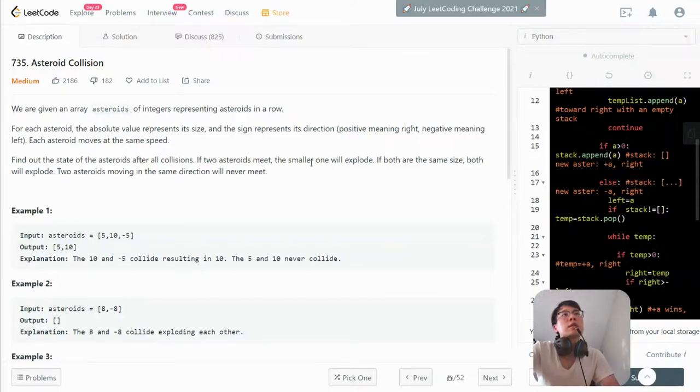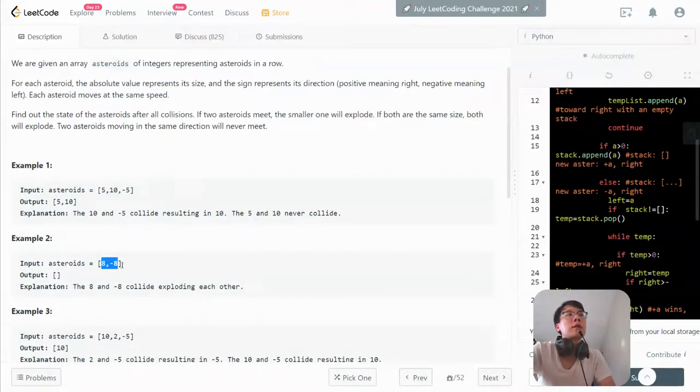If two asteroids meet, the smaller one will explode, and if both are the same size, both of them will explode. Two asteroids moving in the same direction will never meet. So let's look at this example. We have 5 going right, 10 going right, and -5 going left. So these two will meet each other, and because 10 is bigger than 5, the 10 will stay. And these two are moving in the same direction, that's why only these two are left.